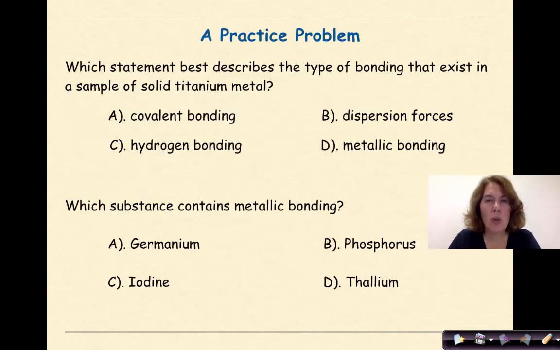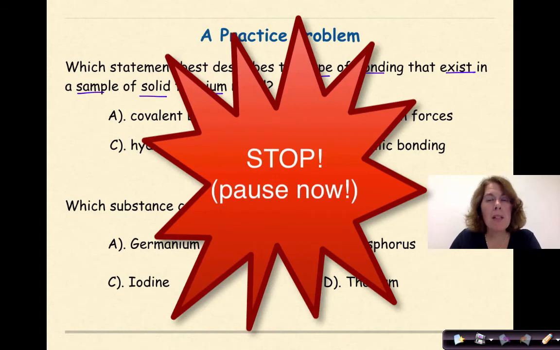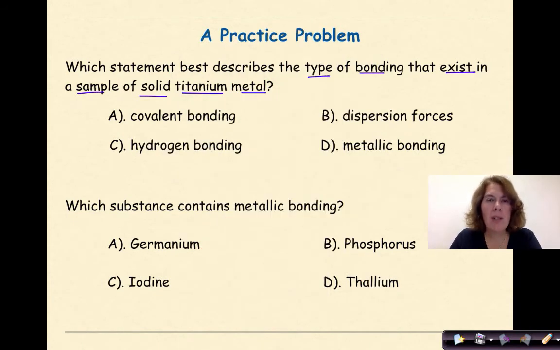So let's look at 2 practice problems. Which statement best describes the type of bonding that exists in a sample of solid titanium metal? Our choices are A, covalent bonding, B, dispersion forces, C, hydrogen bonding, D, metallic bonding. So what I'd like you to do is stop, make a selection, come back, and see how you did. Welcome back. Let's see how you did.